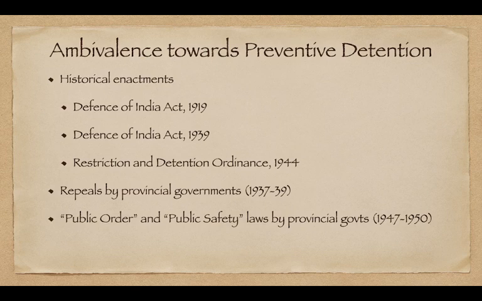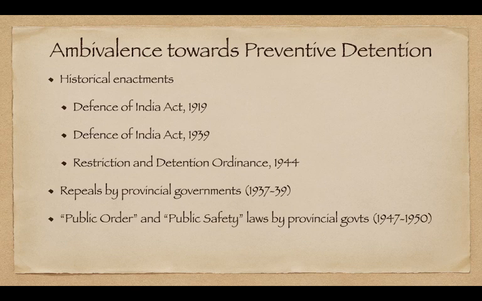We are talking about the period between 15th August 1947 and 26th January 1950, when the British were no longer holding the reins of power. Hence my use of the term ambivalence towards preventive detention. There were reasons, of course, for provincial Congress governments or state Congress governments to reenact preventive detention laws during this period. This was, of course, the period after partition, and also when there was a threat of communist insurrection.